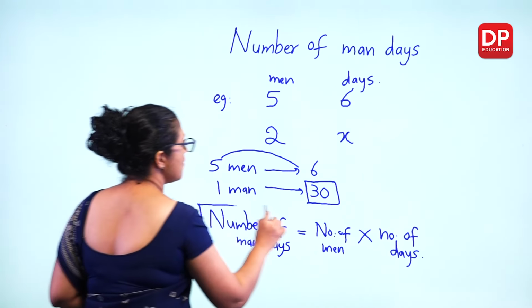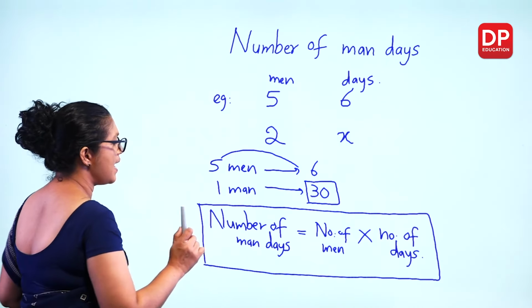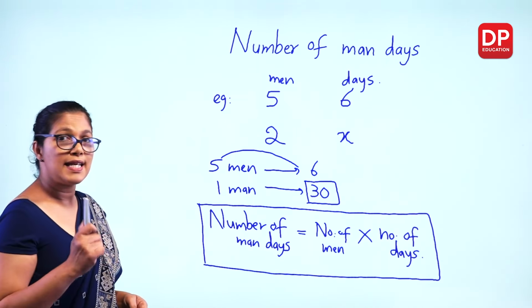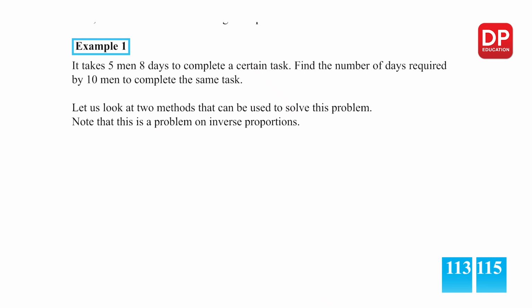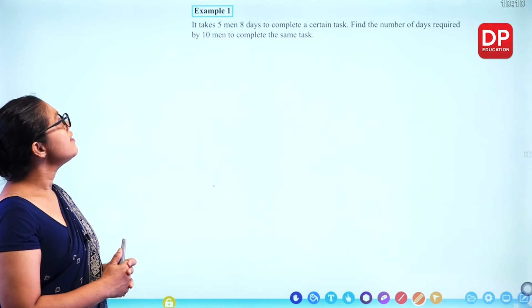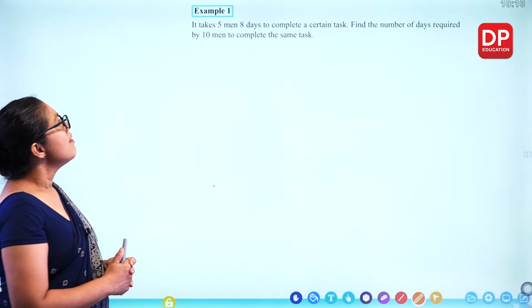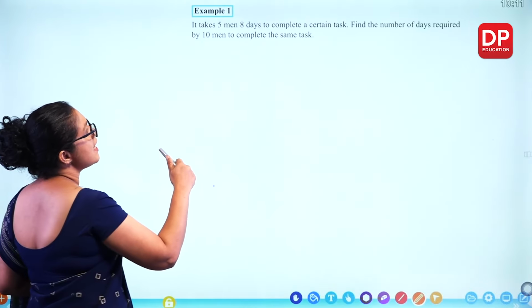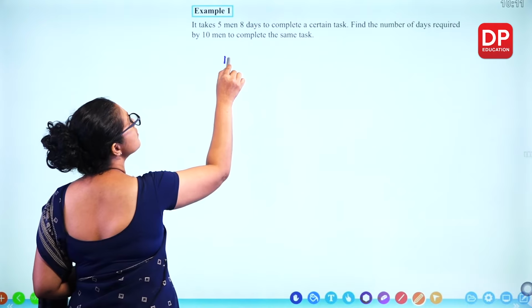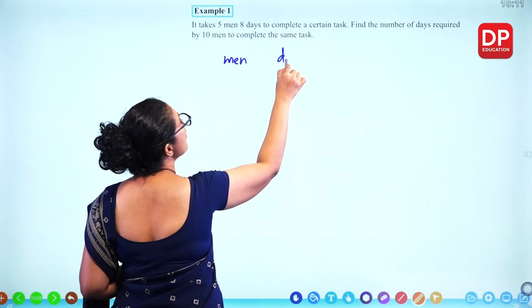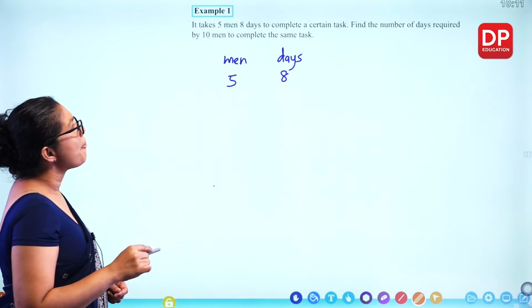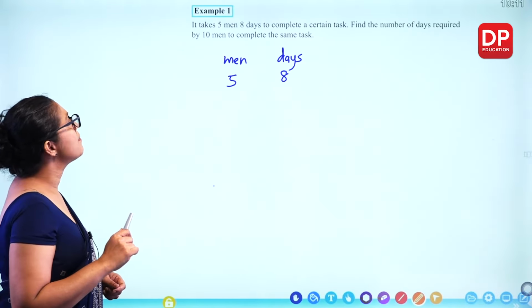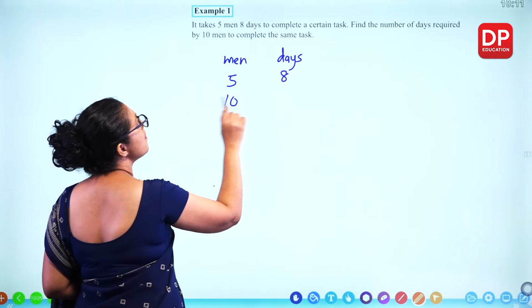So here we can find out how many days are needed by one man to complete a task. Now we'll look at example 1 in your textbook. In this question it says 5 men take 8 days to complete a certain task. So here we have men and number of days: 5 men, 8 days. Find the number of days required by 10 men to complete the same task.